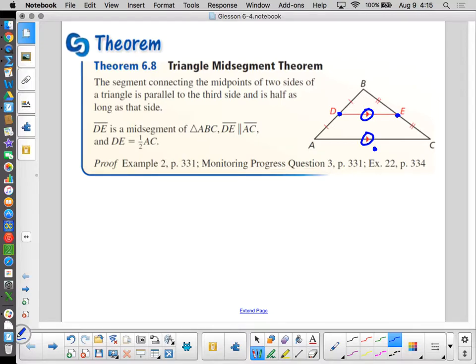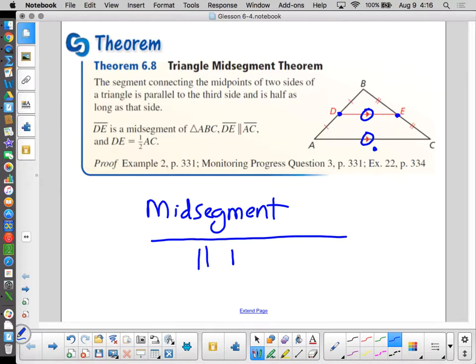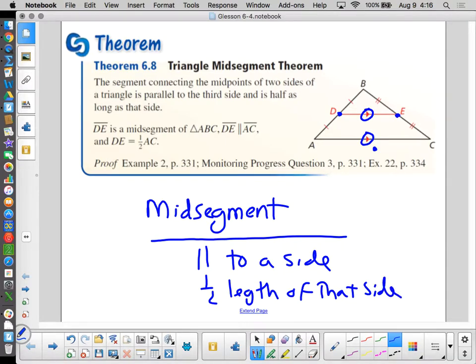By the way, this makes a great new flashcard. Midsegment. Okay. Properties for the back. Parallel to a side. 1/2 length of that side. Pretty easy stuff. Easy to work with, easy to figure out.